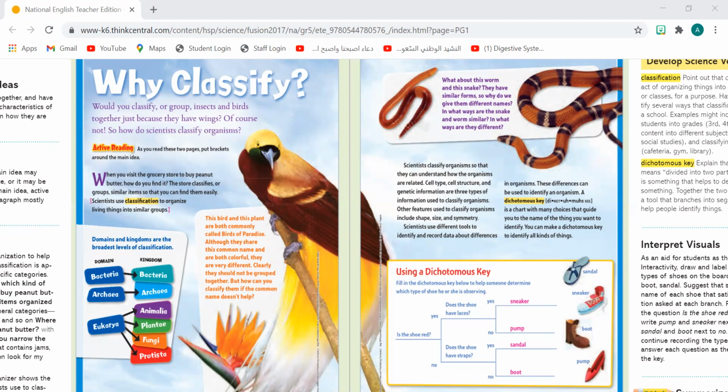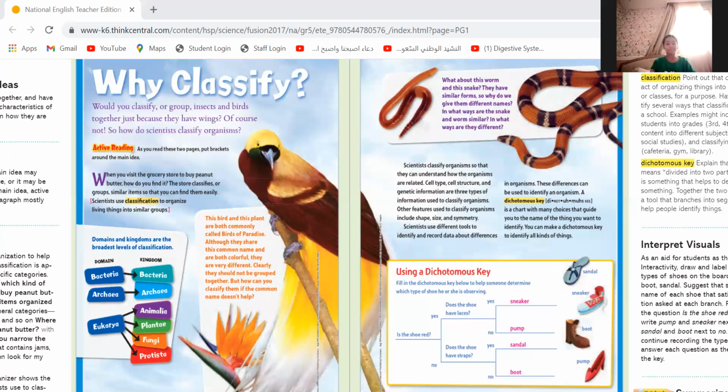Who can tell me what is classification? What does it mean? Miss, I know. Is that Maria? I think Amal said first, so it's okay. Is this Amal? Okay, girls, you're not opening your cameras, so I don't know who's talking. Please, I would like to see your beautiful faces and also to know who is participating with me.